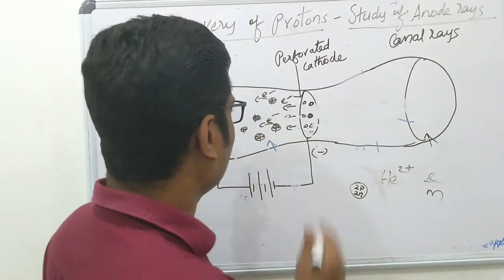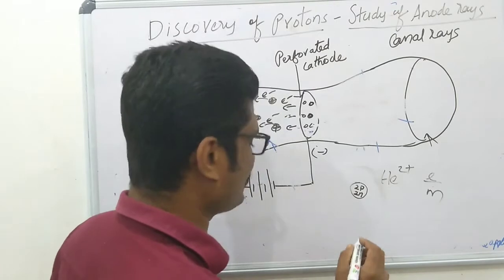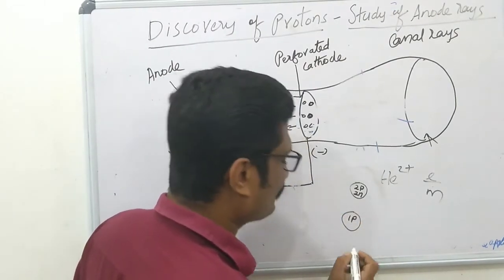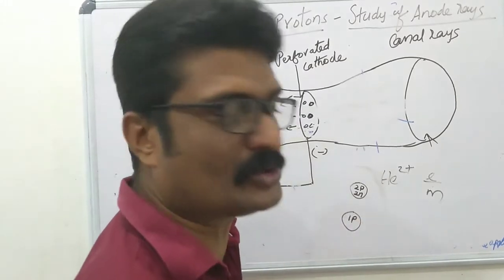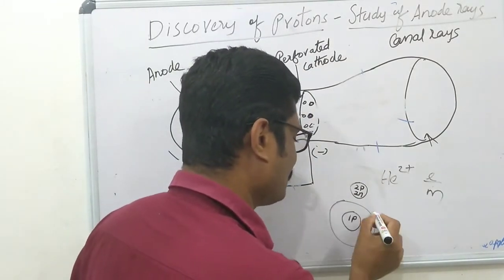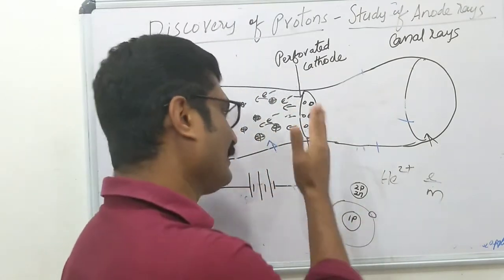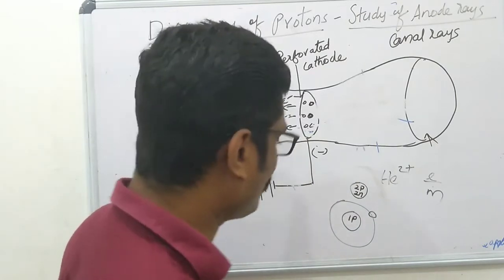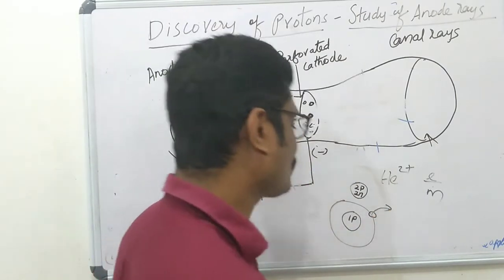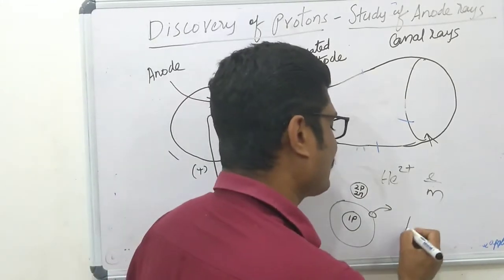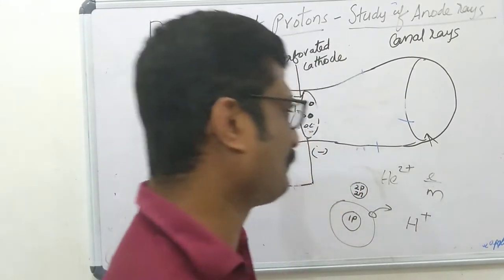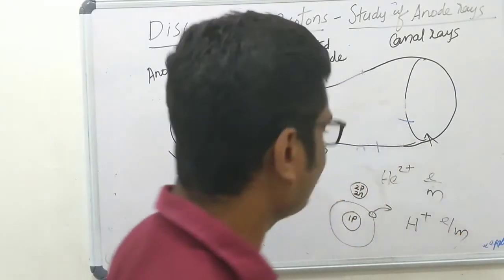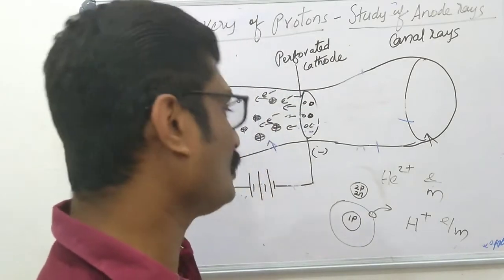When we take hydrogen gas in the discharge tube, the atomic number of hydrogen is 1. Ordinary hydrogen has only one proton in the nucleus and one electron present in the K shell. When the electrons ejected by the cathode knock out the one electron of the hydrogen atom, the hydrogen is changed into H+. The H+ particle has a particular e/m ratio.